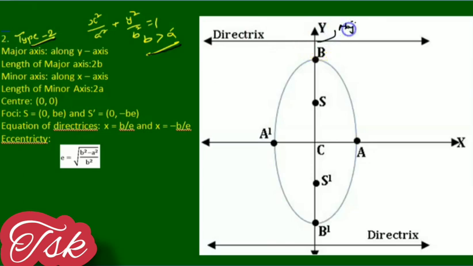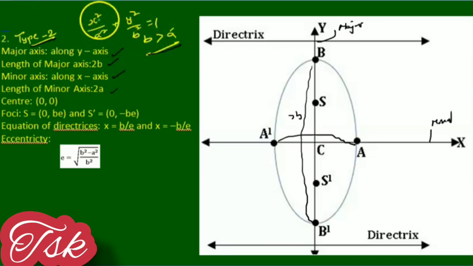So here the length BB dash becomes the major axis, and AA dash, which lies on the x-axis, is called the minor axis, since AA dash is less than BB dash. Therefore the major axis is along the y-axis with length 2b, and the minor axis is along the x-axis with length 2a. The center is the same. Here b is greater than a, so only these changes occur.